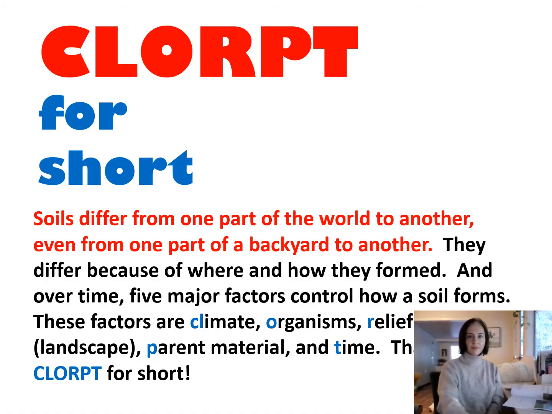So soils differ from one part of the world to another, even from one part of a backyard to another. They differ because of where and how they are formed. And over time, 5 major factors control how a soil forms. These factors are climate, organisms, relief or landscape, parent material, and time. That is CLORPT for short.